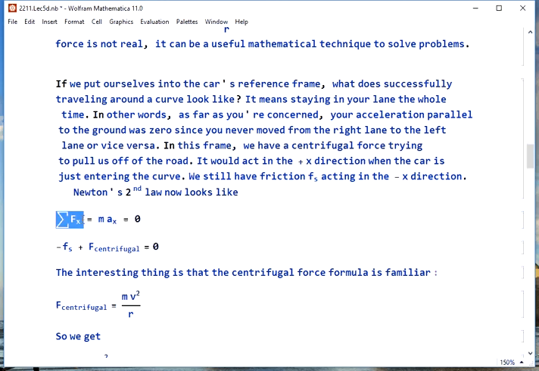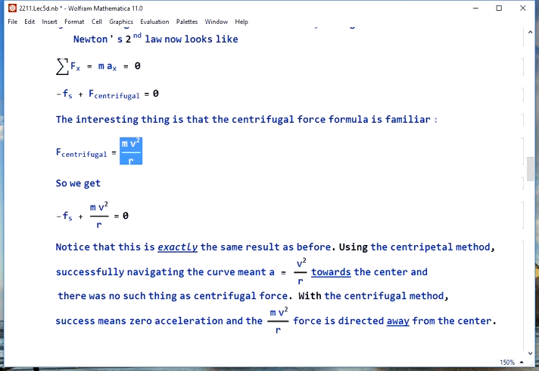So what we would have, just like Newton's second law always says, sum of the forces is m a. We have this frictional force in the left direction, this centrifugal force in the right direction, and together they have to equal zero since we never changed lanes, so we know we had no acceleration. However, the formula for centrifugal force looks familiar. It's m v squared over r. So what we get out of this is exactly what we got from the other way of doing things, the centripetal approach.